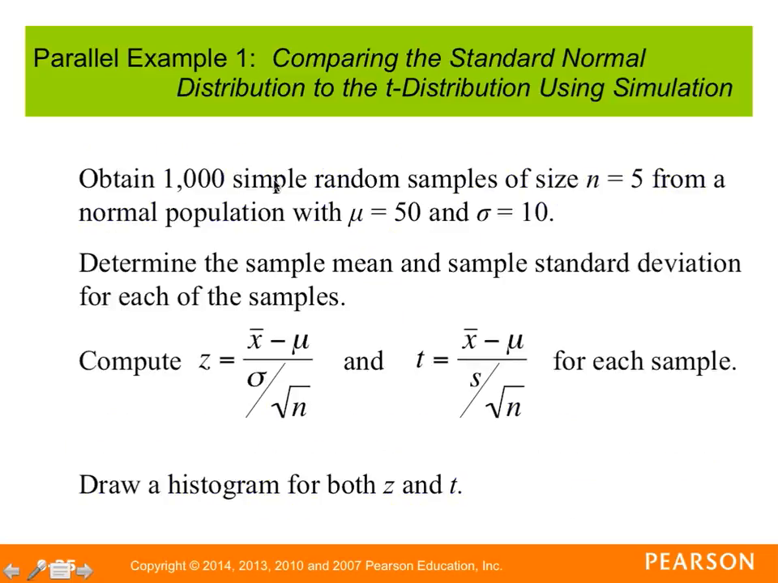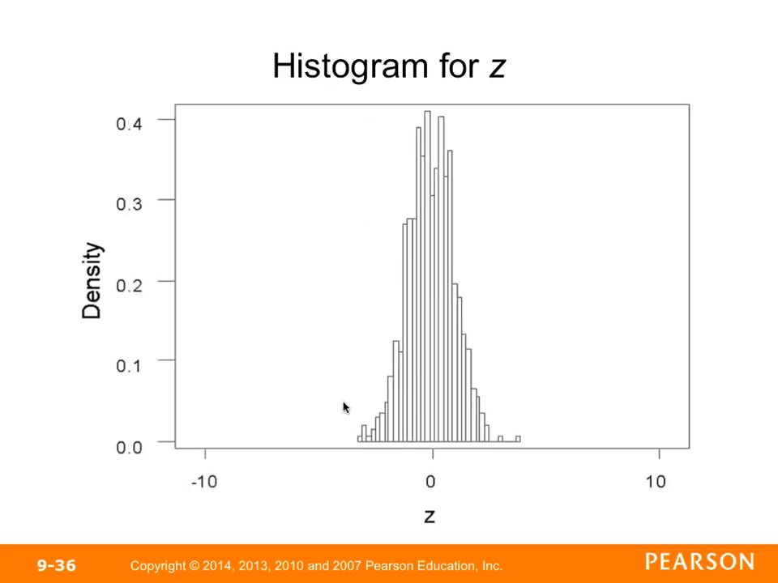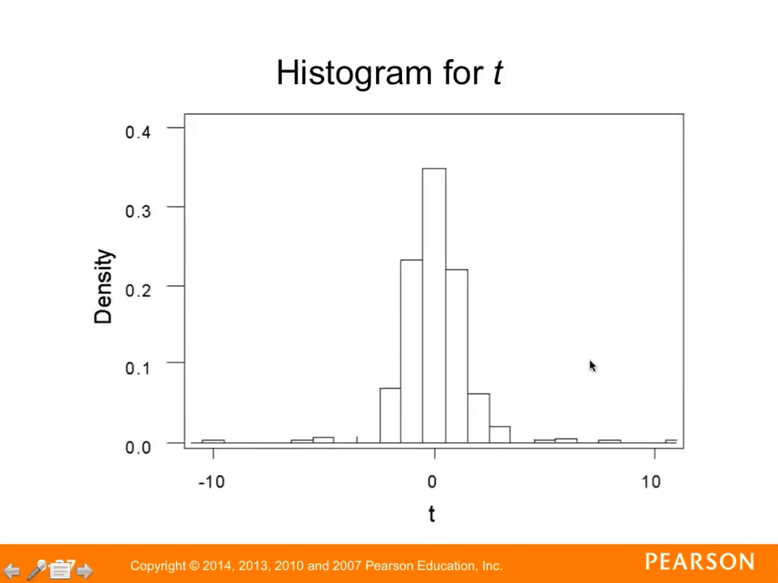So let's take a look at this. We're going to compare the standard normal distribution to the t-distribution using simulation. This is going to allow you to see the difference. We're going to obtain 1,000 simple random samples of size n equals 5 from a normal population with a mean of 50 and a standard deviation of 10. We want to determine the sample mean and sample standard deviation for each of the samples, compute z and t, and draw histograms. The important thing here is our histograms. We have our histogram for z and we have our histogram for t.